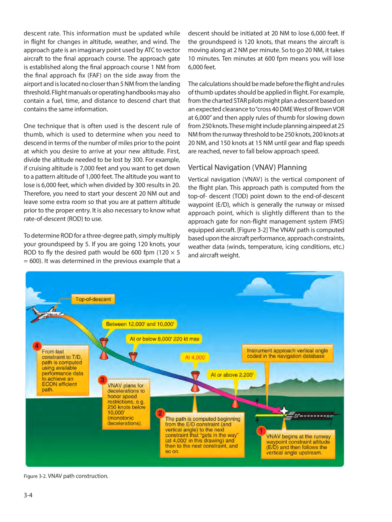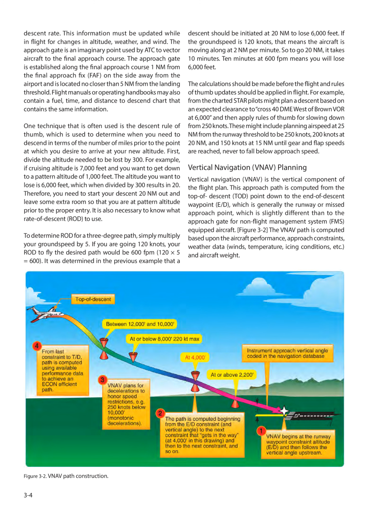First, divide the altitude needed to be lost by 300. For example, if cruising altitude is 7,000 feet and you want to get down to a pattern altitude of 1,000 feet, the altitude you want to lose is 6,000 feet, which when divided by 300 results in 20. Therefore, you need to start your descent 20 nautical miles out and leave some extra room so that you are at pattern altitude prior to the proper entry.